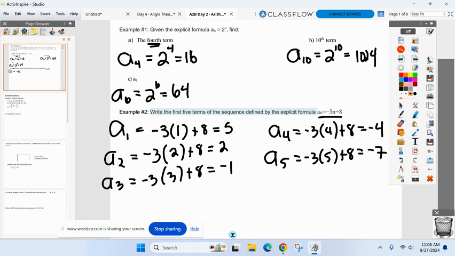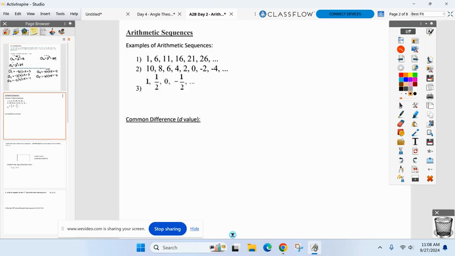Anything else? All right. So we have a special type of sequence called an arithmetic sequence. I don't know how you guys want to pronounce this. I pronounce it one way, but kids usually pronounce it another. I call it arithmetic. If you want to call it arithmetic, whatever floats your boat. I'm going to use arithmetic.